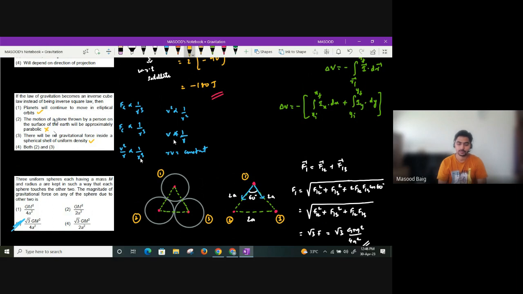We are in some ambiguity here. "Planets will continue to move in elliptical orbits" will be a correct statement. "There will be no gravitational force inside a spherical shell of uniform density." Now, are they asking whether it is a solid sphere or not? Okay, I'll just cross-check the question, guys.